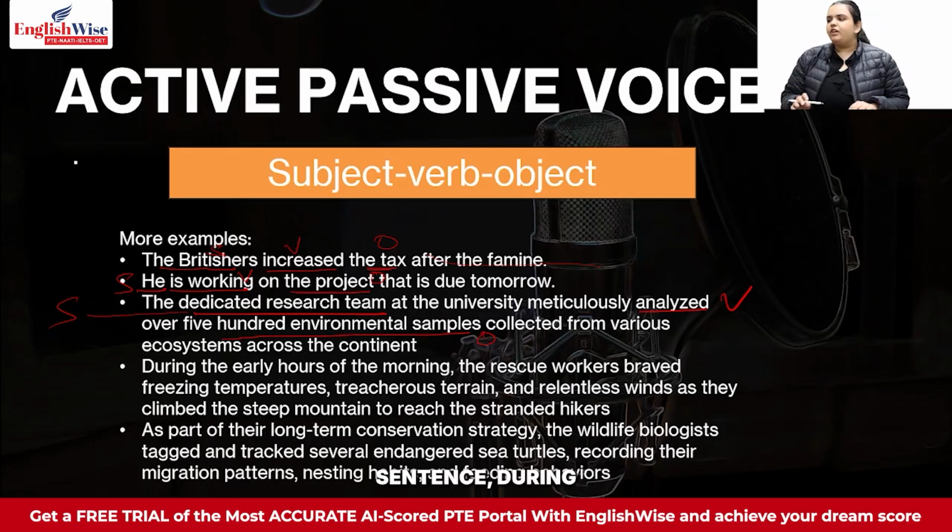In the next sentence, during the early hours of the morning, the rescue workers braved freezing temperatures, treacherous terrain, and relentless winds as they climbed the steep mountain to reach the stranded hikers. Now over here, what work is being done on? So the sentence is divided in two parts. The first part is braved. This is the verb, and the second part is climbed. This is also the verb.